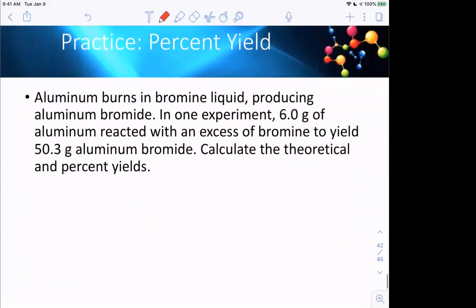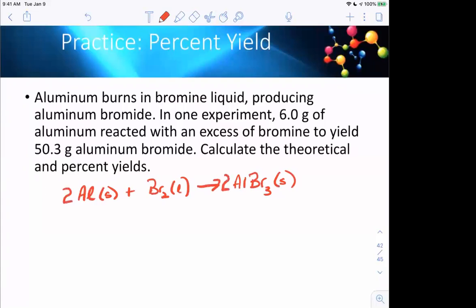Here is a problem. Go back to that reaction we talked about previously. Aluminum burns in bromine liquid, producing aluminum bromide, which you need to be able to produce as AlBr3. Do I have this balanced? No. I need 2 of this, I need 2 of this, and I need 3 to balance that equation. 2 aluminum, 2 aluminum, 6 bromine, 6 bromine.